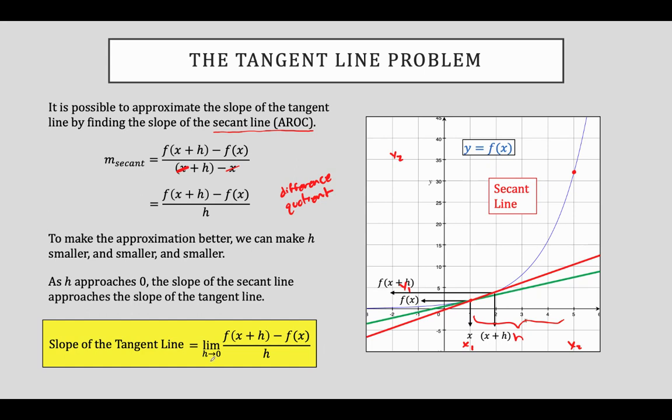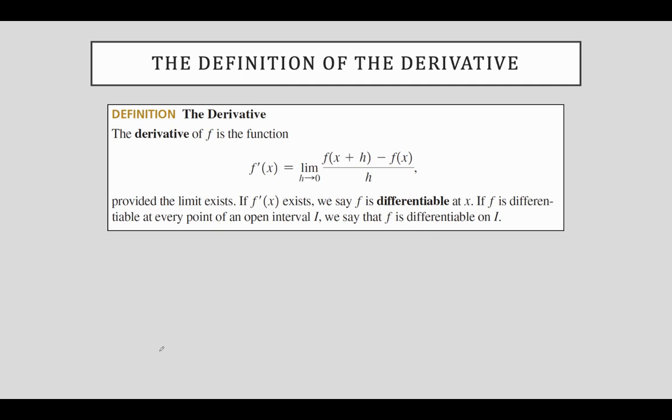We take the limit as h approaches 0 of our difference quotient, and that will actually give us the slope of the tangent line. This is a very important concept to recognize, and it has a special name. This is known as our derivative. The definition of the derivative.